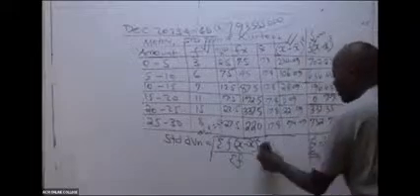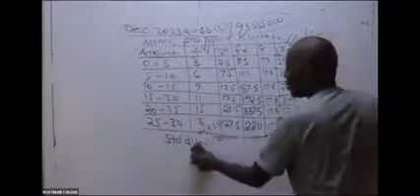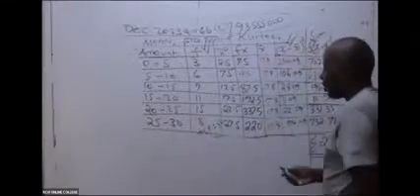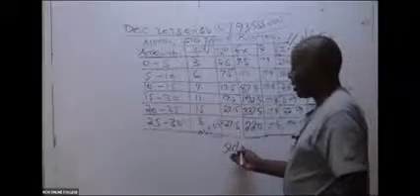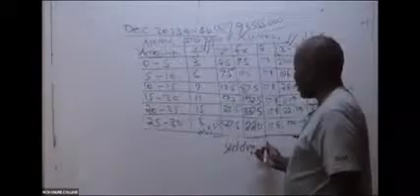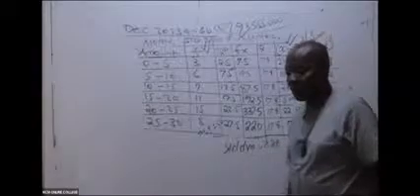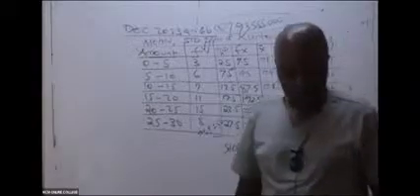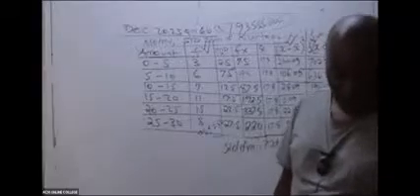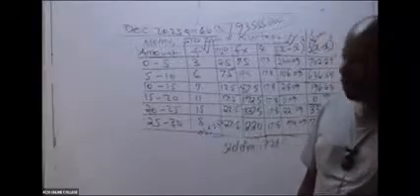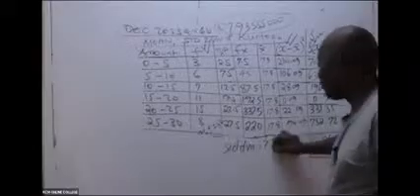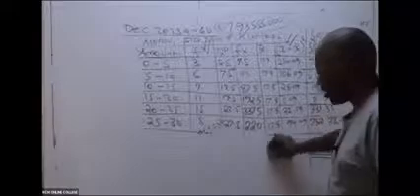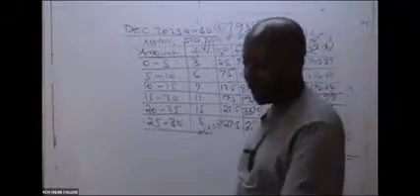So we are getting here 7.24 as the standard deviation. Thank you very much. So go to the next question. The next question, they want us to give them the coefficient of variation.